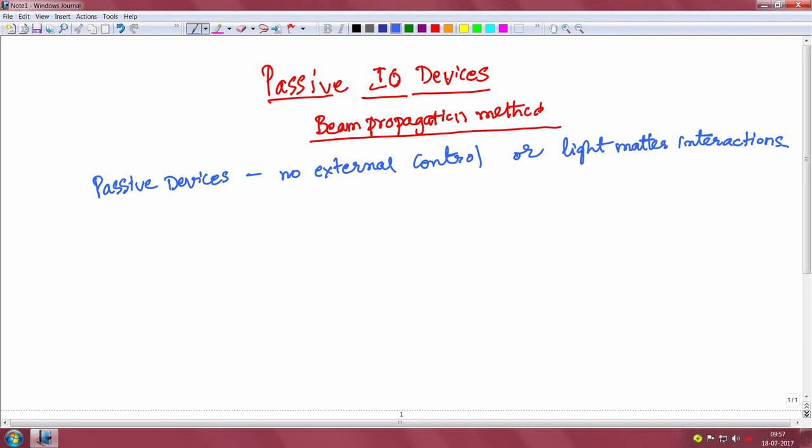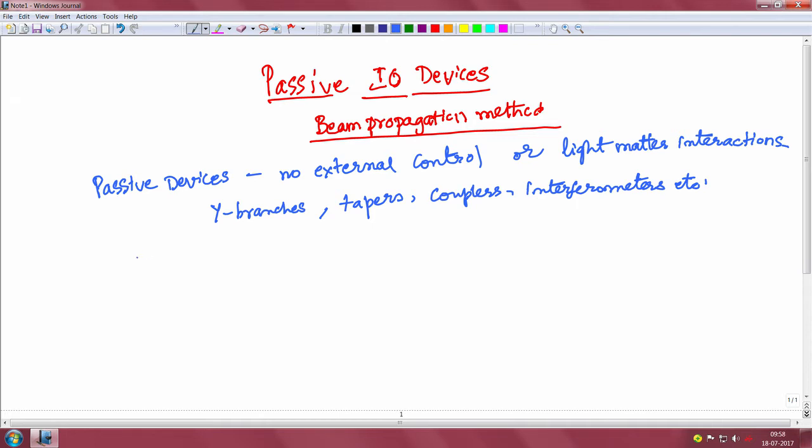So, typical examples of passive devices are Y branches, tapers, the couplers, and interferometers, etc. All using integrated optic waveguides. So, I will illustrate a couple of examples and their functionalities. They could be fabricated by standard fabrication processes, which we shall discuss later on.